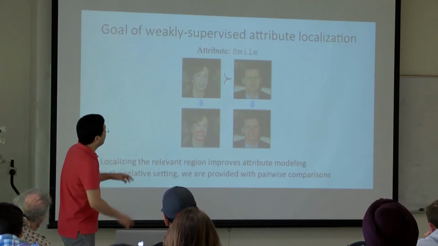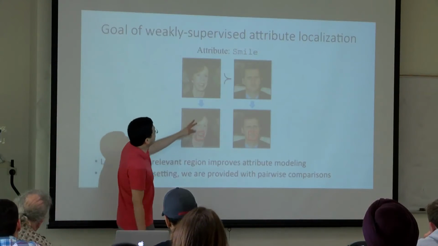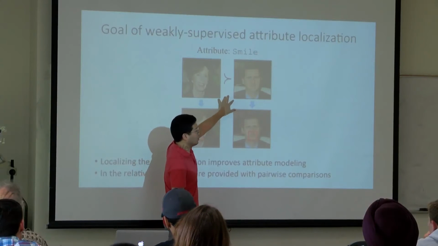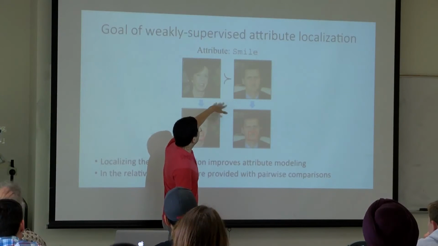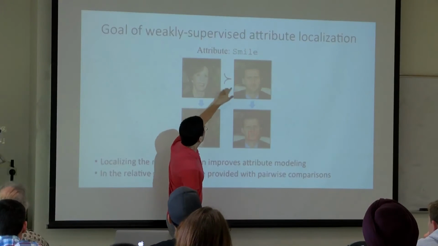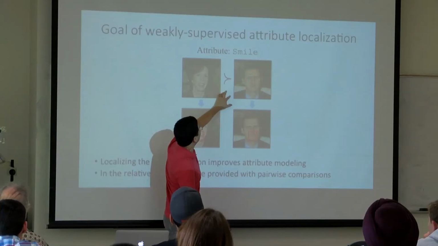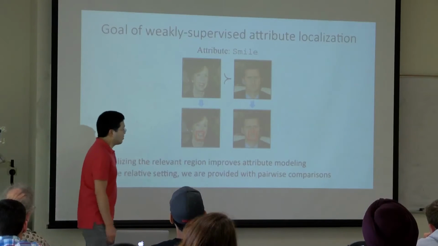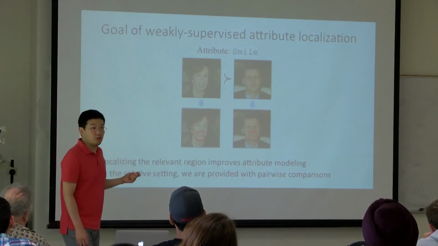And furthermore, in this relative setting, during training we have comparisons. So we don't have binary labels that just say this person is smiling and this person is not. Instead, we have comparisons that say this person is smiling more than this person. So that's the setting that we're going to work with.